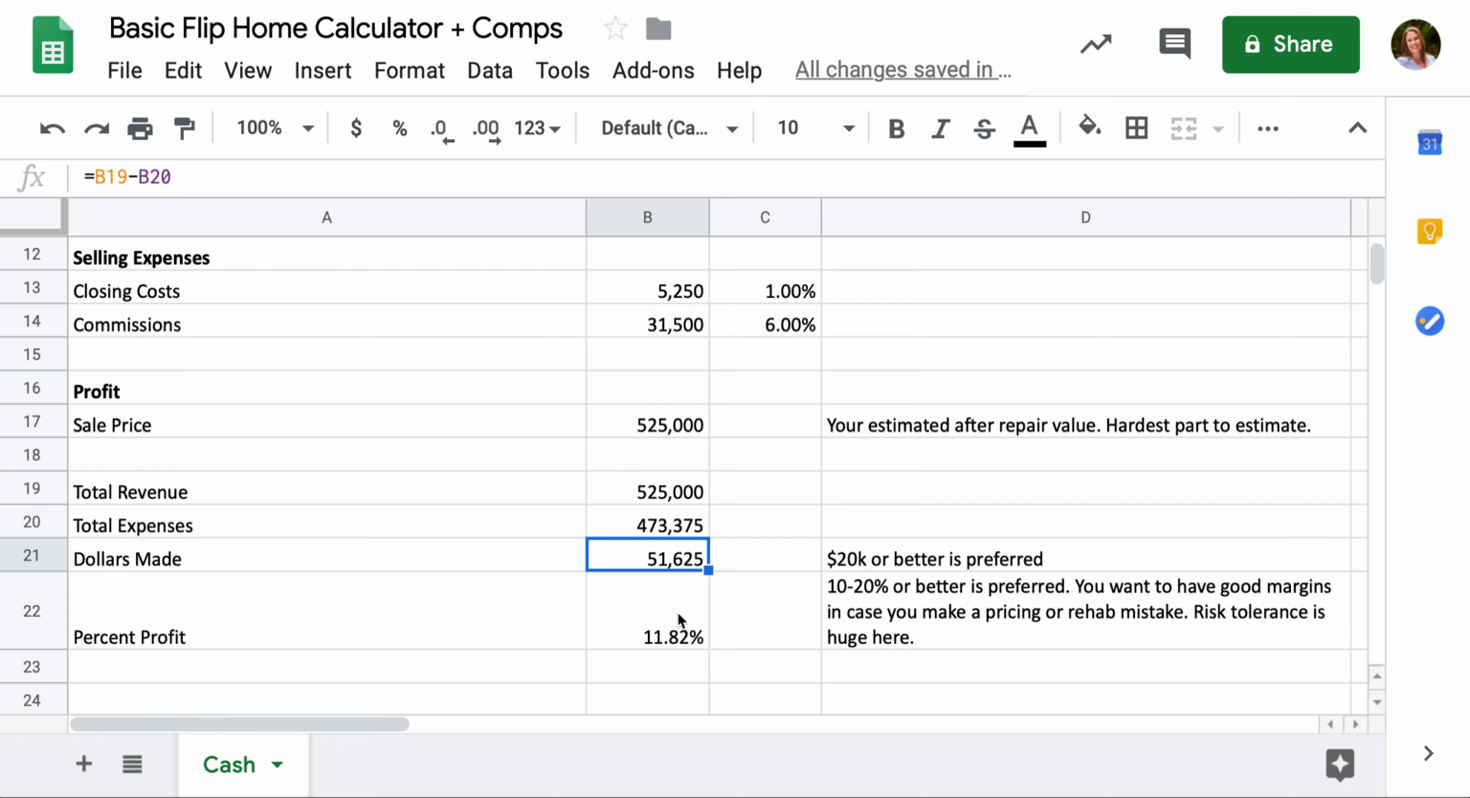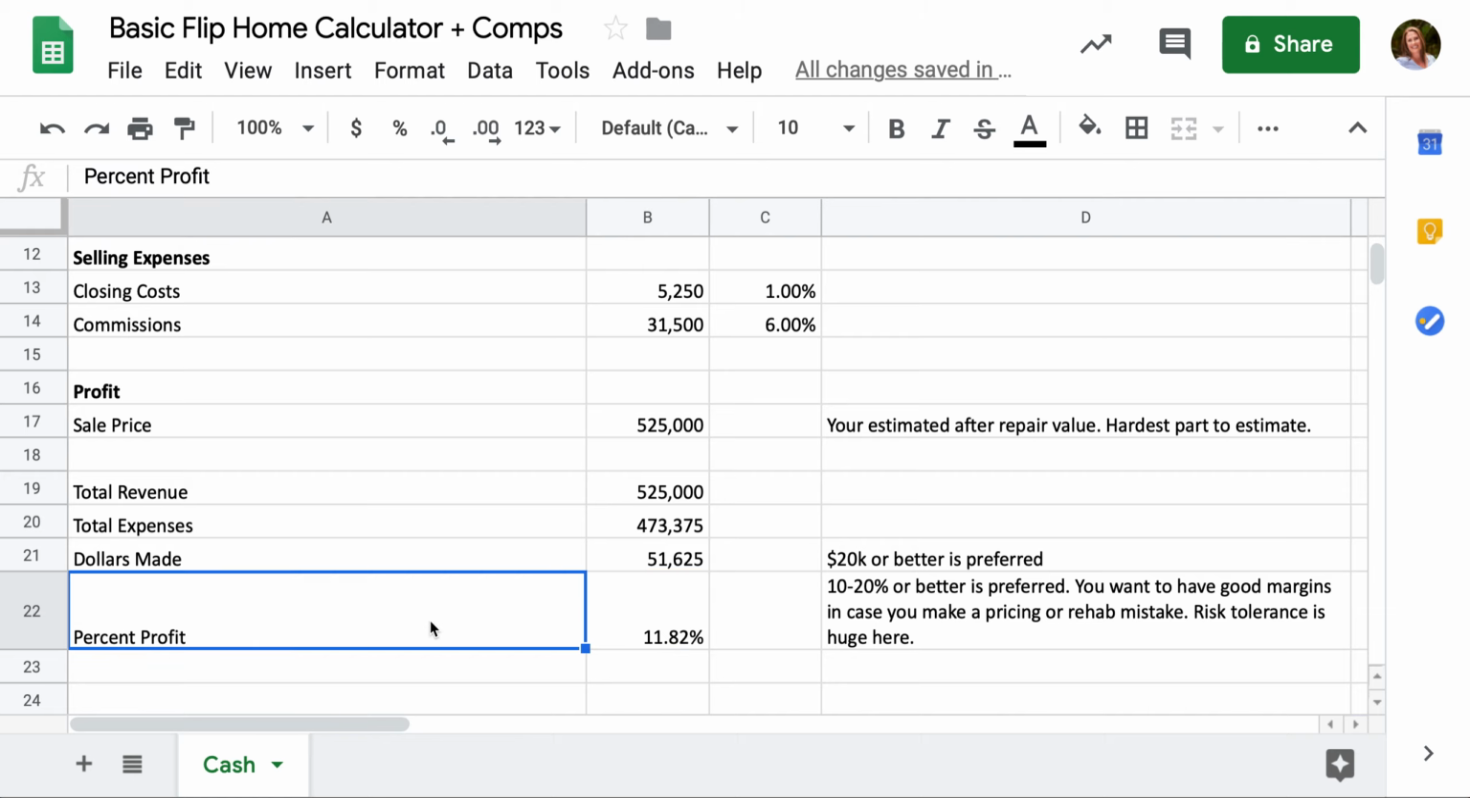Next up is percent profit. So all that is taking dollars made and dividing it by the total expenses, and that gives you about a 12% return on this property. So super important to be able to calculate these. You can share this spreadsheet with your flippers. If you are a flipper, go ahead and use it, edit it to your own needs.